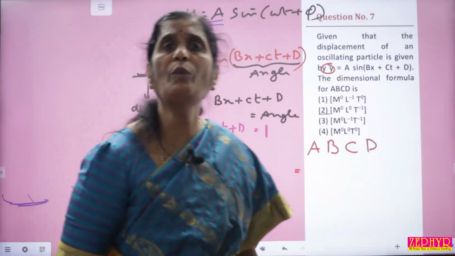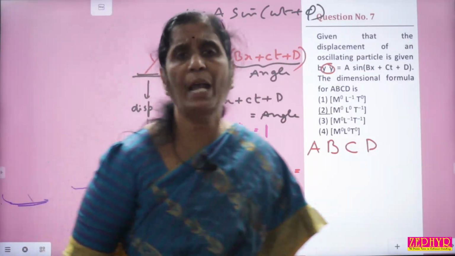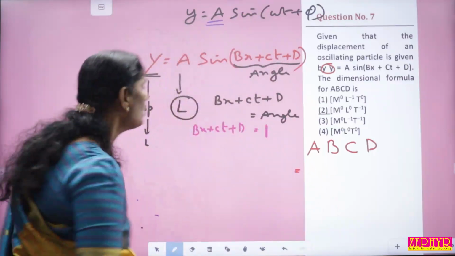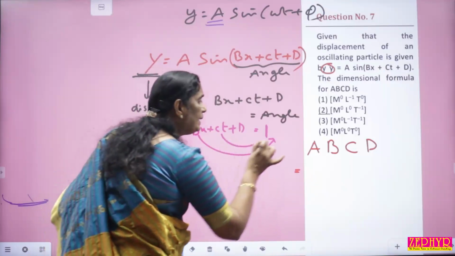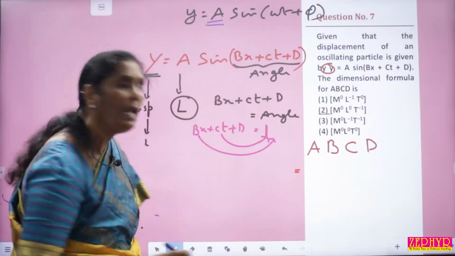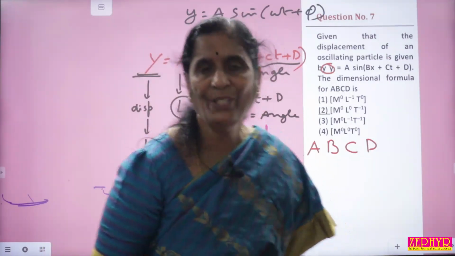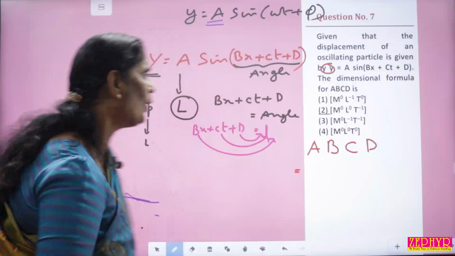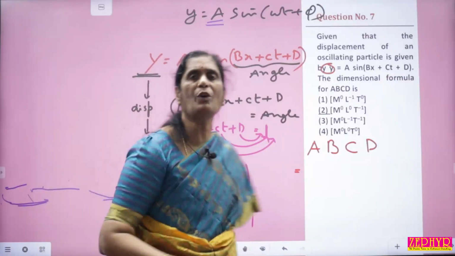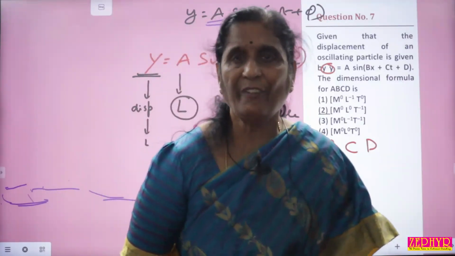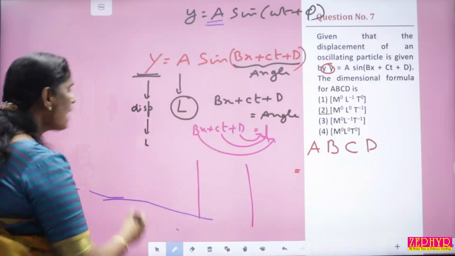It's a very simple equation. It's a correct equation, so we'll apply the principle of homogeneity. What does the principle of homogeneity say? If it is a correct equation, the dimensions of all the terms are one and the same. So I will compare bx with angle to get B, compare ct with angle to get C, and finally compare d also with angle to get D. So I will get B, C, D. But already I got the value of A. So now start comparing.